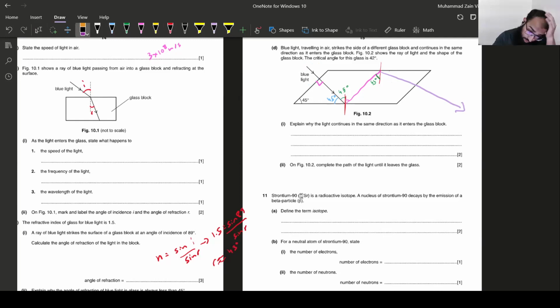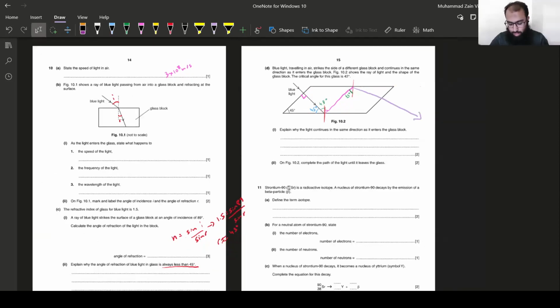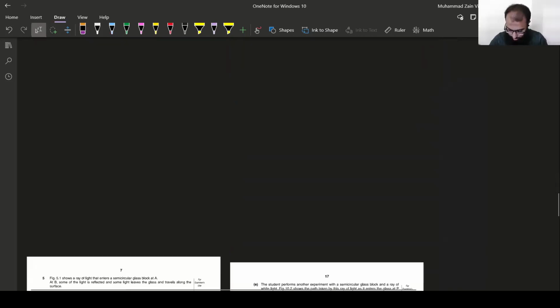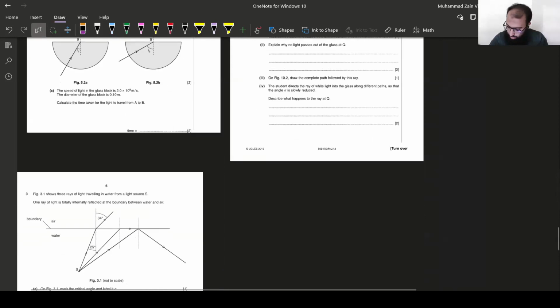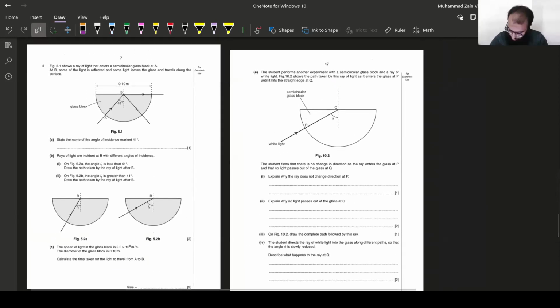The reason is the angle of incidence was 0 degrees, and when the angle of incidence is 0 degrees, there is no reflection. The light just simply passes on. Okay, so that was the previous question. Now moving on, there are just 2-3 questions remaining.